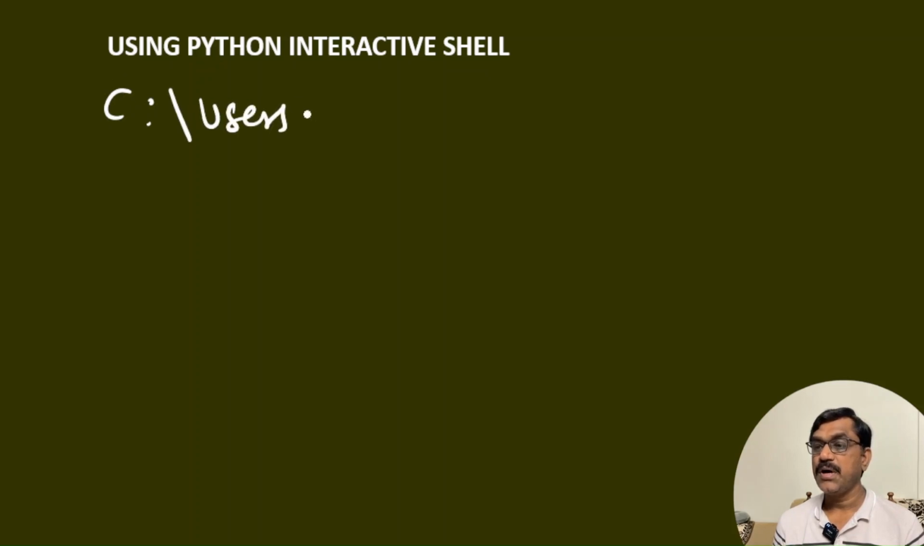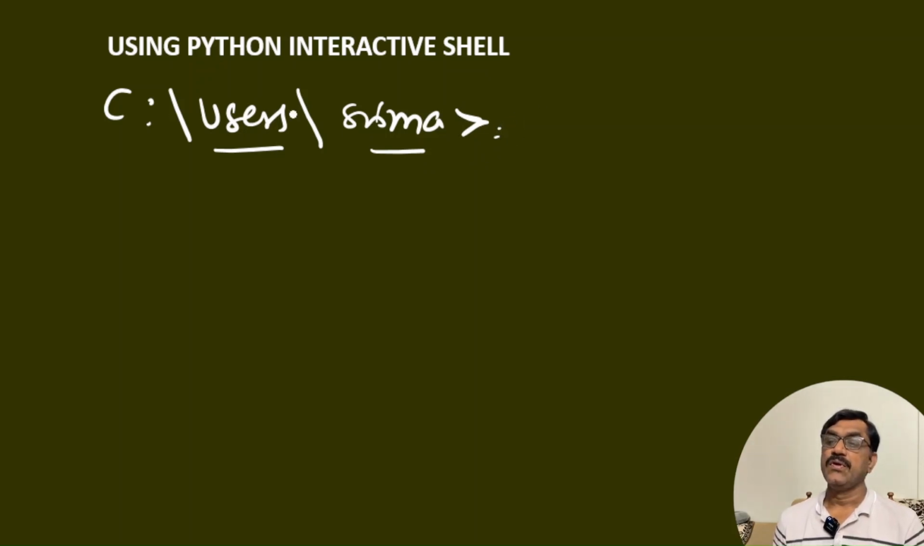We are going to get the path. My system is going to display this. C is the drive and users is the main directory and this is the subdirectory. Here we are going to get this place. So this is the command prompt.